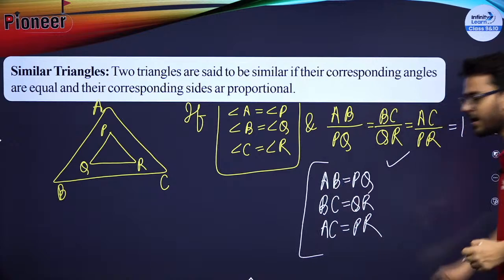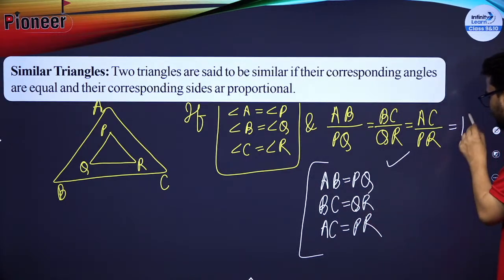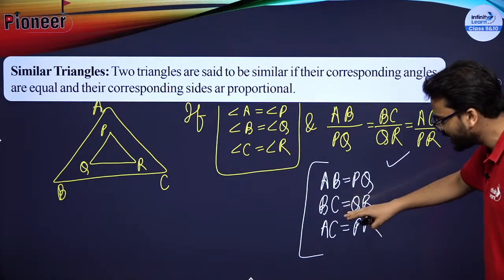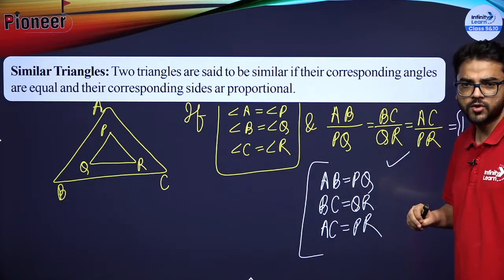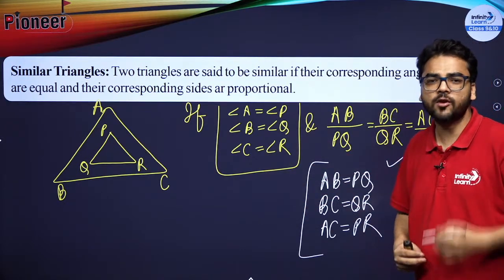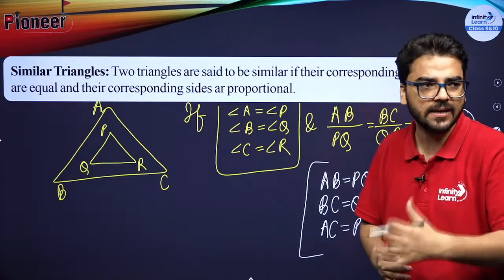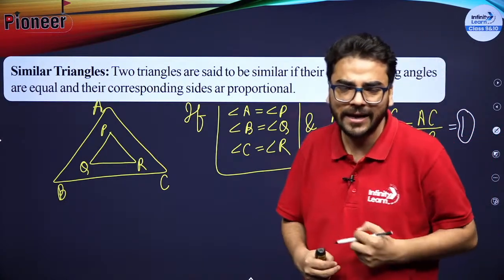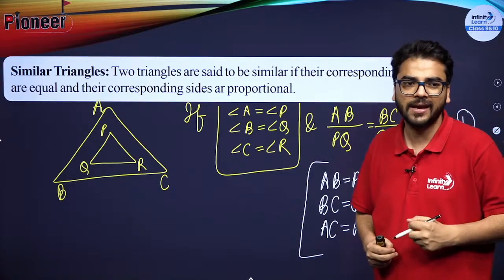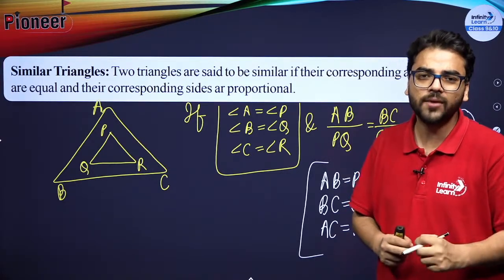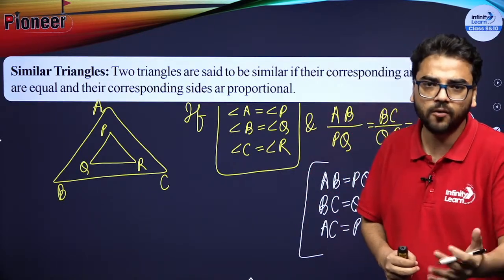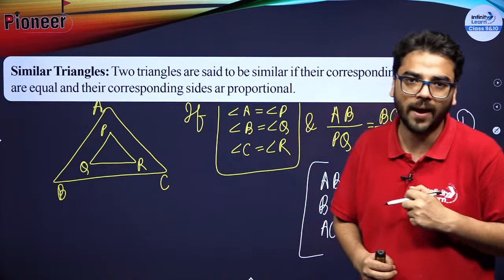So you see over here, when the ratio of corresponding sides is equal to 1, then corresponding sides are equal as well. So what will happen? The triangles will be congruent. So basically congruency is a special case of similarity when the ratio of corresponding sides is equal to 1. Is there any doubt in that? Congruency is a special case of similarity when the ratio of corresponding sides is equal to 1.